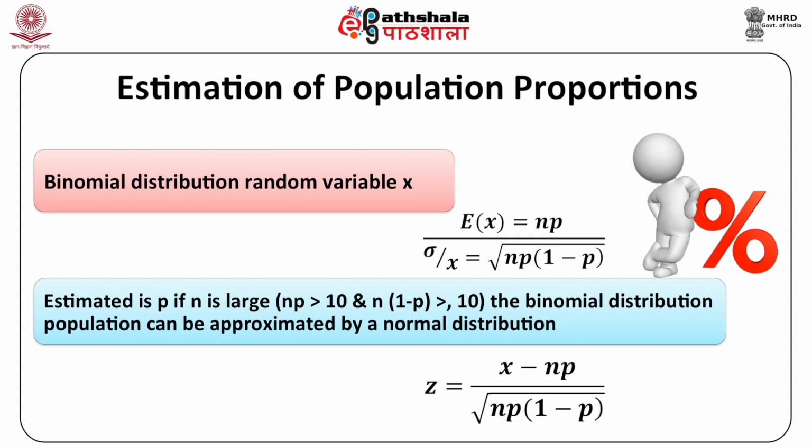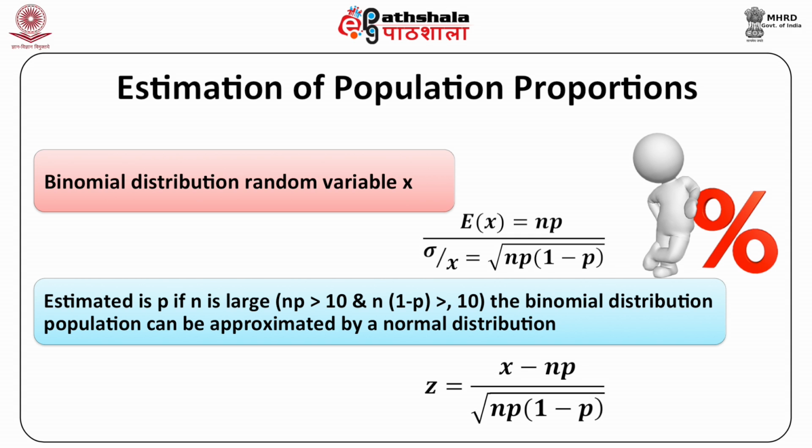Then, as we already know about binomial distribution random variable X, E(X) = np and sigma_x = sqrt(np(1 − p)), where n is the total number of trials and p is the probability of success. Hence, we are sampling from a binomial population and the parameter of interest to be estimated is p. If n is large, that is np is greater than 10 and n(1 − p) is greater than 10, the binomial distribution population can be approximated by a normal distribution.